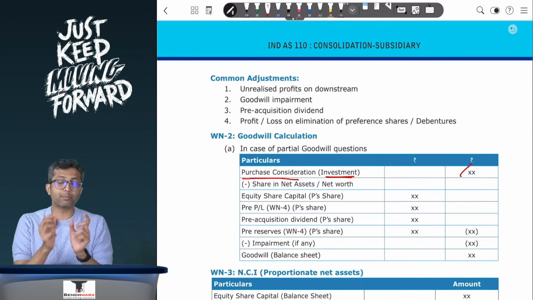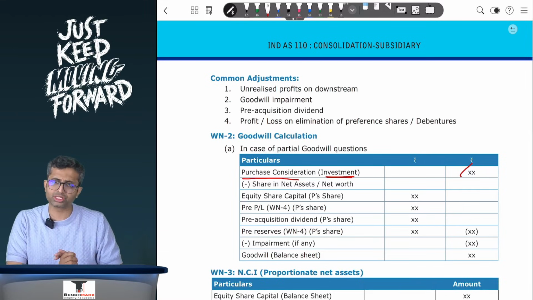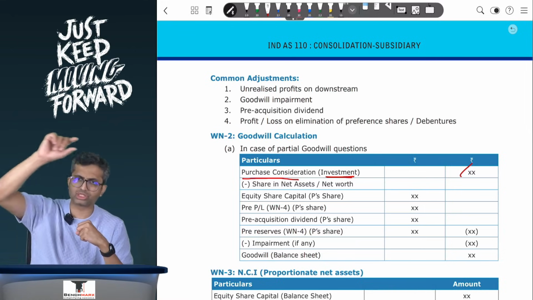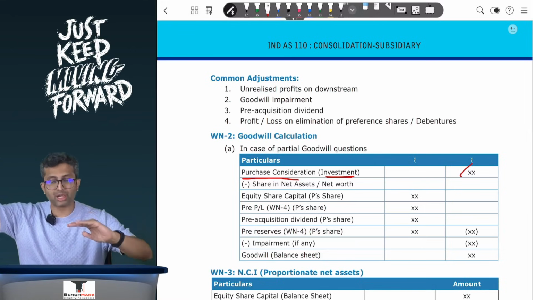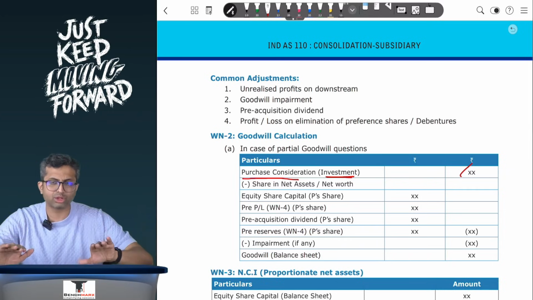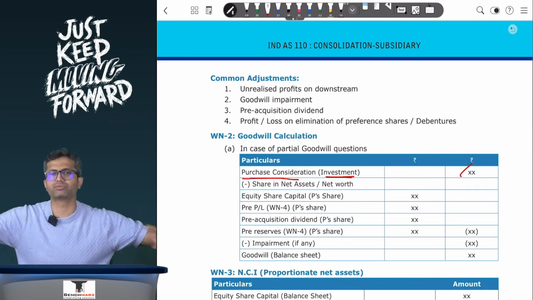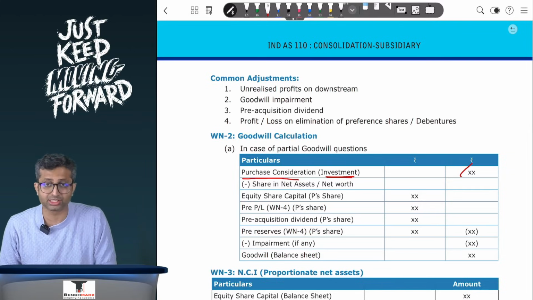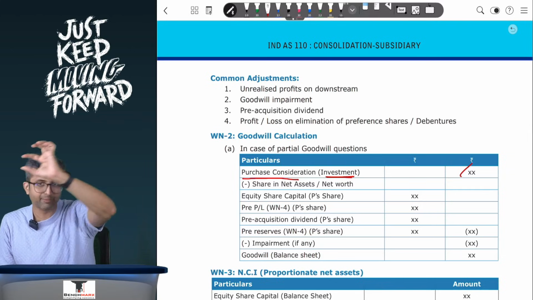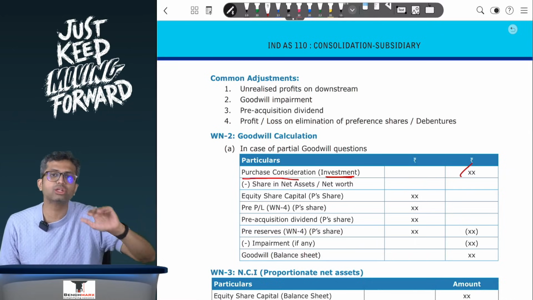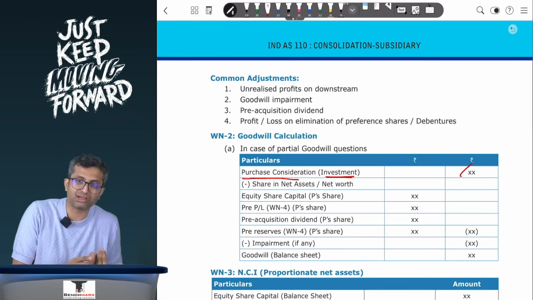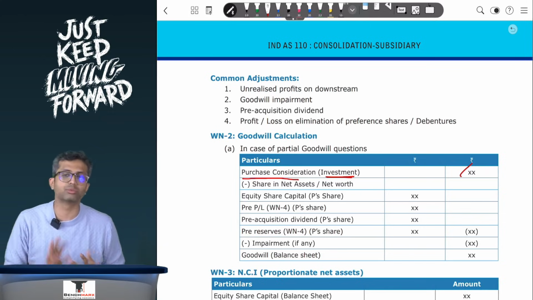I'll again repeat, you will compare it with your share in the pre-acquisition reserves. As a shortcut, you can always take purchase consideration, that is investment, plus the non-controlling interest as on the date of acquisition minus 100% of the net assets. But as a shortcut, for most cases where there is a proportionate net asset question, you can compare directly the purchase consideration with your share of the net assets or net worth, as the case may be, and your share will be 70%, but 30% will be attributed to the N.C.I.